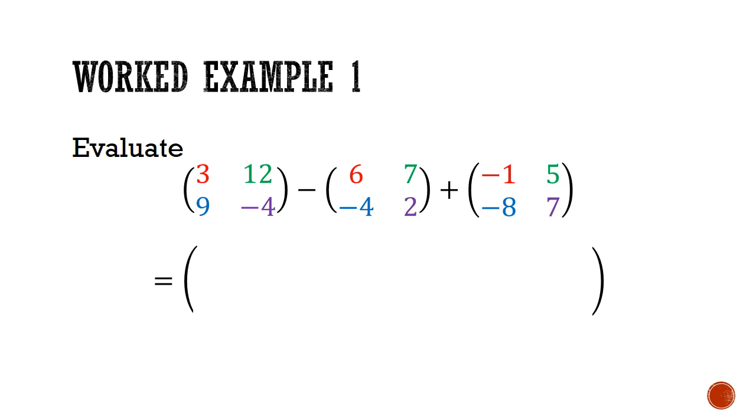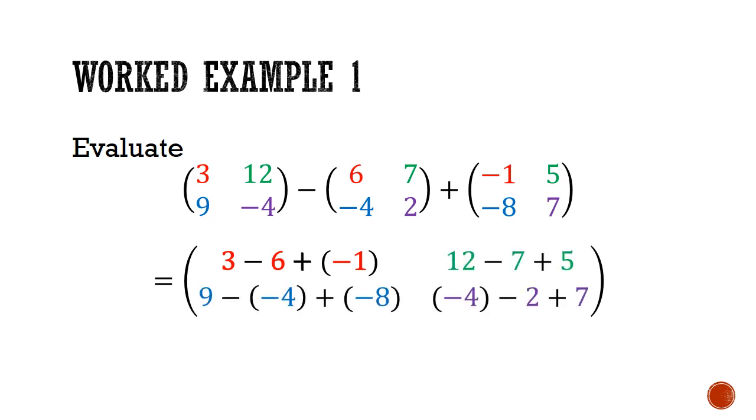So to evaluate just the entries in the first row, first column, I bring all the red numbers together. I get 3 minus 6 plus negative 1. And the same is repeated for all the other 3 entries. Evaluating each entry separately, I get this as the final answer.